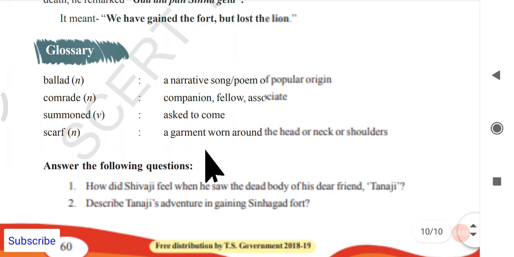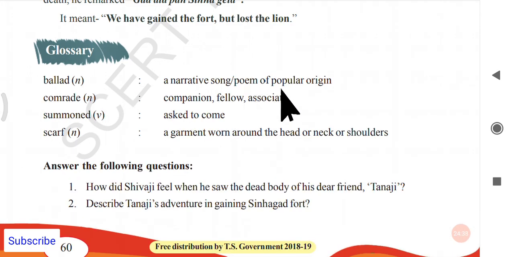Next, finally you have the glossary here of reading C. Ballad, a narrative song or poem of popular origin. Next, comrade, companion, fellow or associate. Summoned, asked to come. Okay, summons, usually we call it for the court attendance, we call it summons. Okay, so that is called asking for someone to come. Next, scarf, a garment worn around the head or neck or shoulder. Okay, scarf, that has become so famous nowadays.